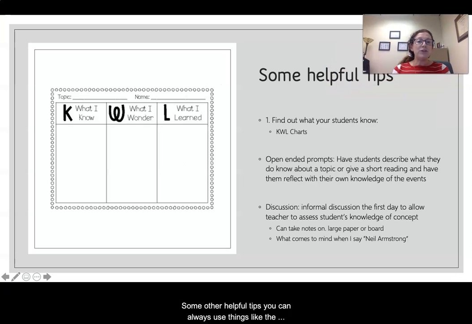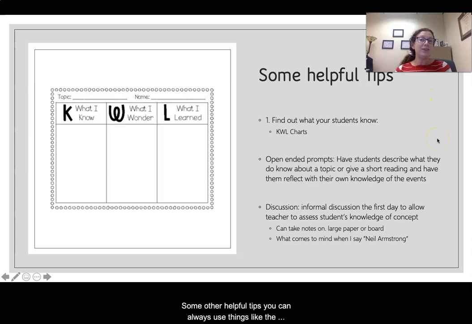Some other helpful tips: you can always use things like the KWL chart to find out what your students know. If you're not familiar with the KWL chart, students can list what they already know about a topic. You can ask them what they wonder about, and then at the end of the unit or the lesson, you can ask them what they learned.